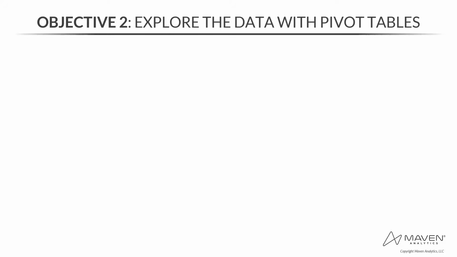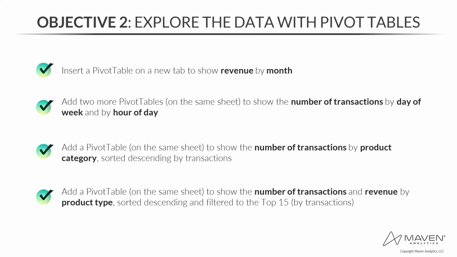Okay, welcome to Objective 2, exploring the data with pivot tables. Now in this video, I'm going to walk through solutions to each of these 4 tasks. Again, if you haven't attempted these on your own yet, I'd highly encourage you to pause the video and do that. But our goal here is really just to start slicing and dicing that data to expose some interesting patterns and trends. We'll start with a pivot table to show total revenue trended out by month, and then drill deeper into when these transactions tend to occur by both day of week and hour of day.